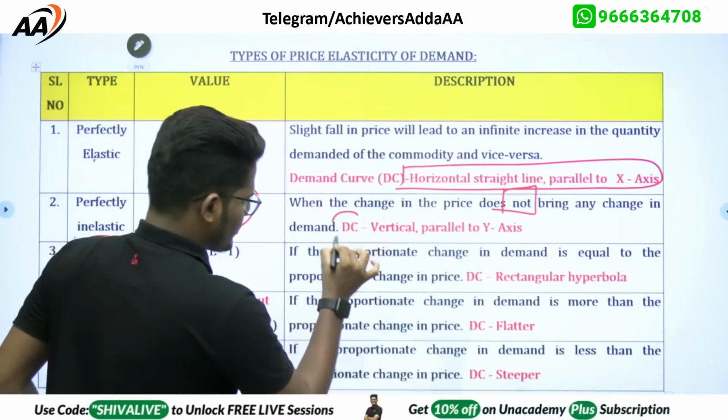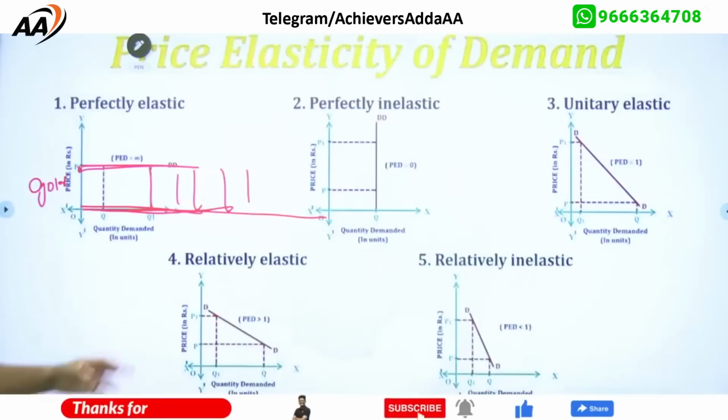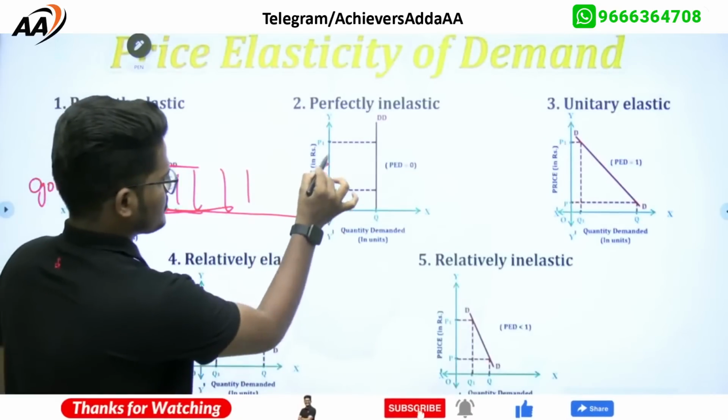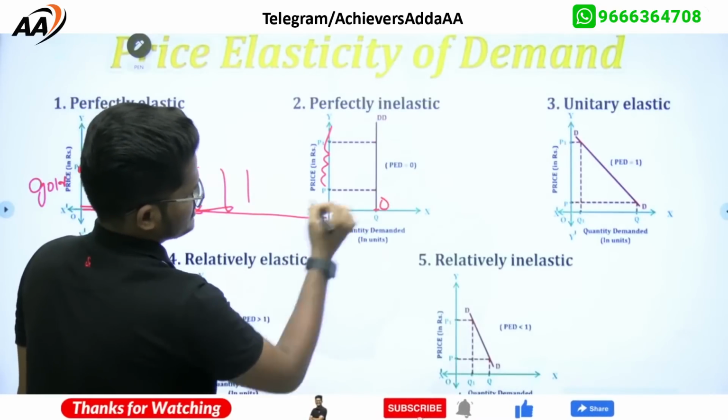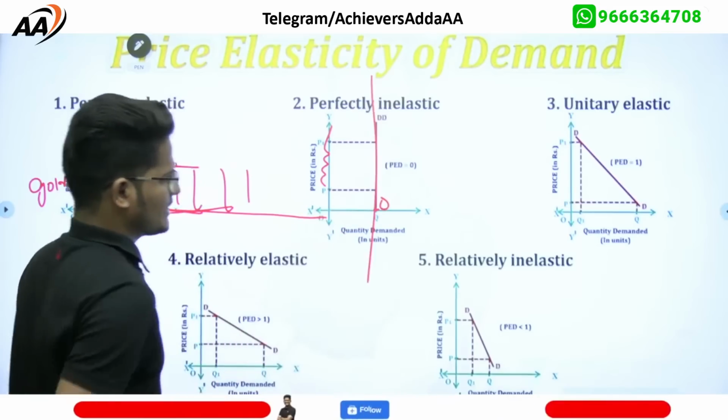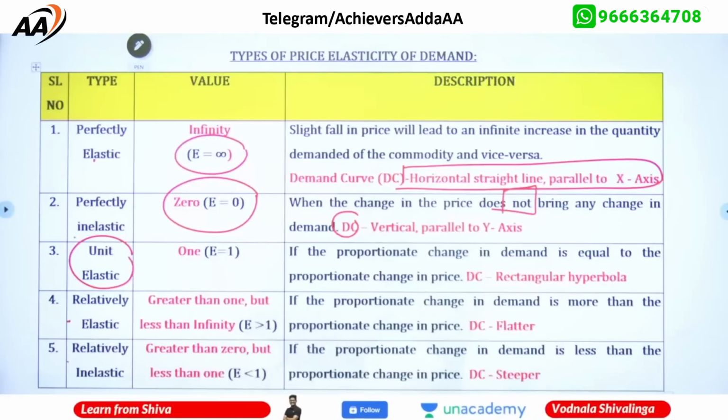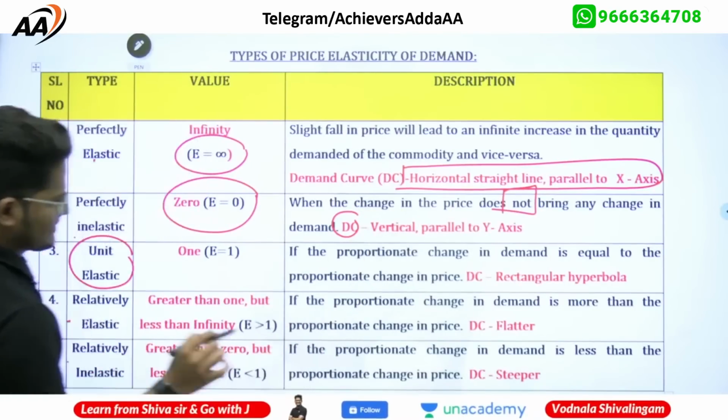So the demand curve is going to be vertical. If you look over here, a large change in the price is there, but there is no change in the demand. Zero change in the demand. This is vertical in nature, so vertical and parallel to the y-axis.